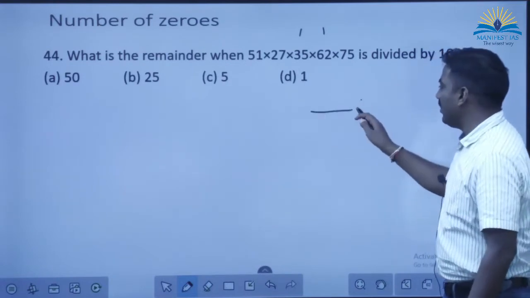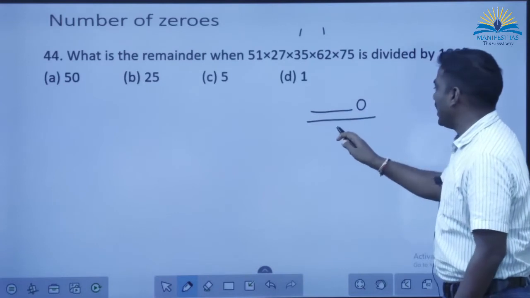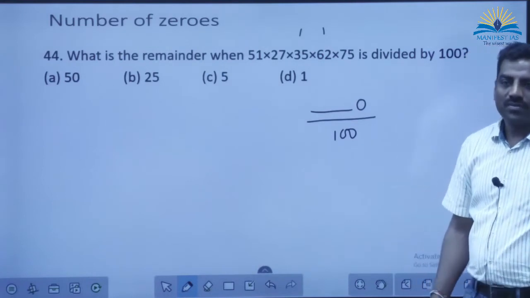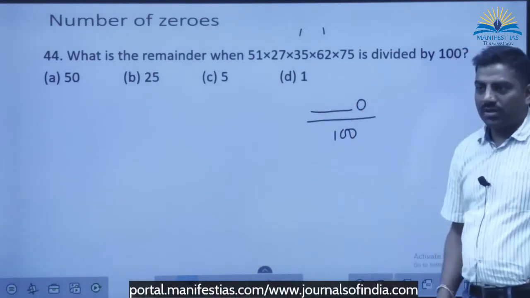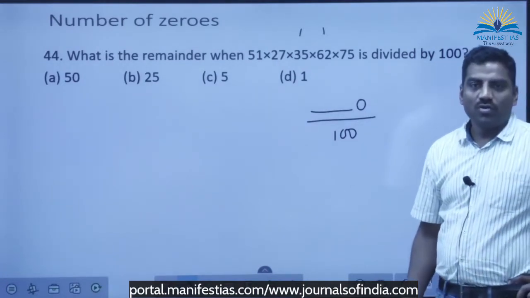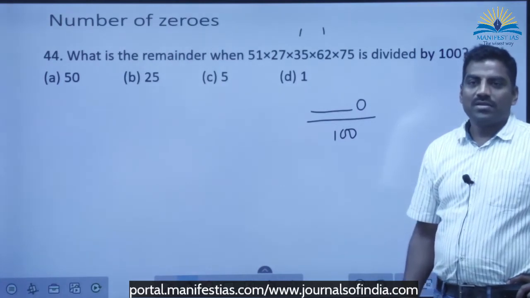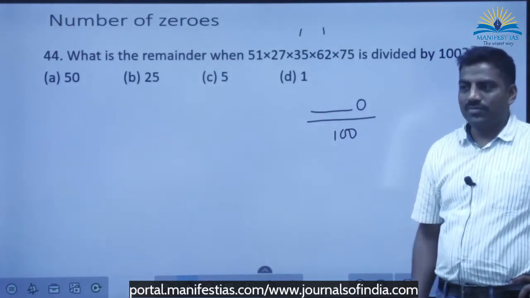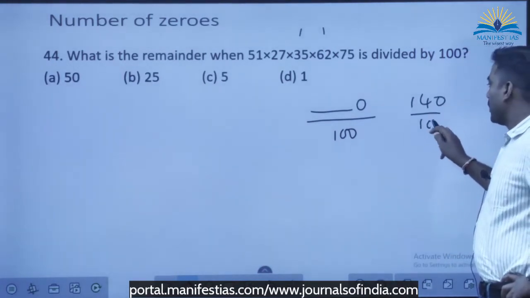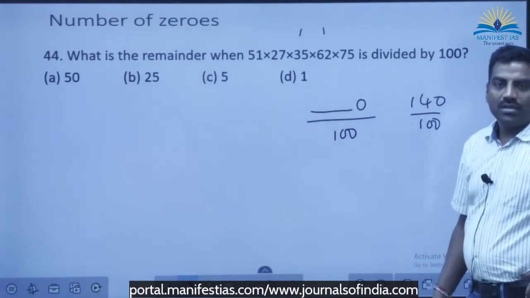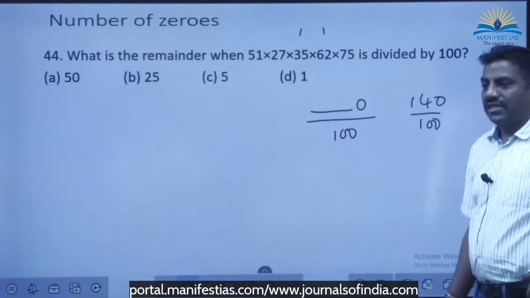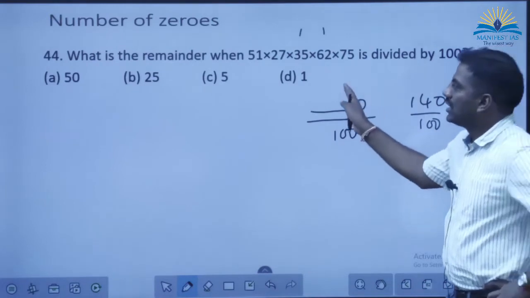So any number ending with 0 and you divide that number by 100, what should be the remainder? Any number ending with single zero, not double zero, and you are dividing that number by 100, what should be the remainder? That remainder should be having single zero. For example, 140 divided by 100. What is the remainder? 40. Yep. So basically the remainder should be having 1 0 among the given options.